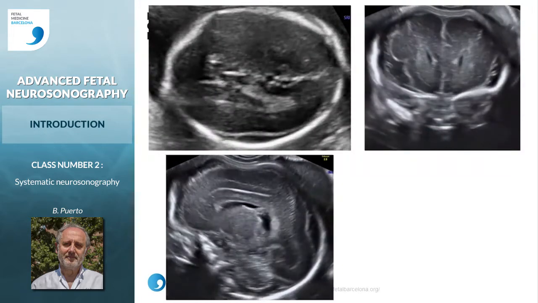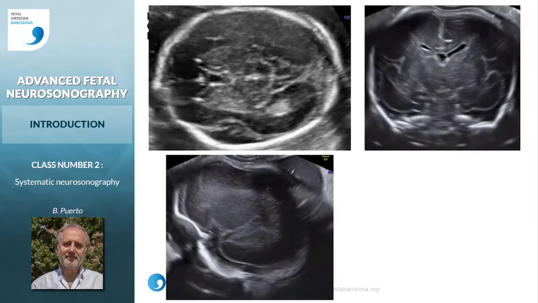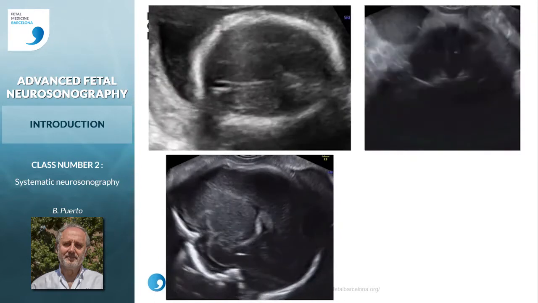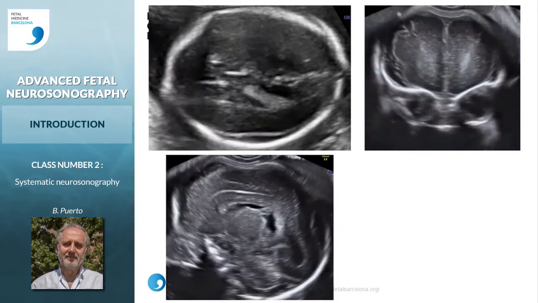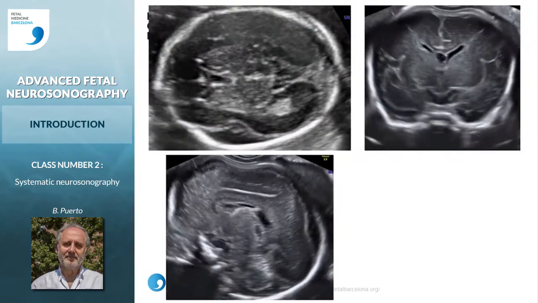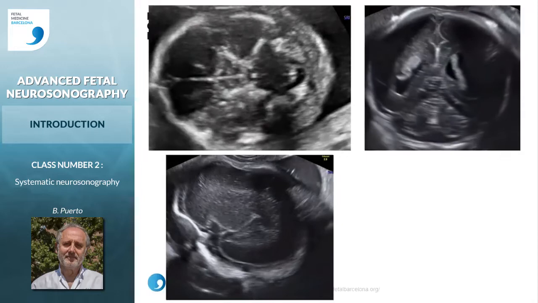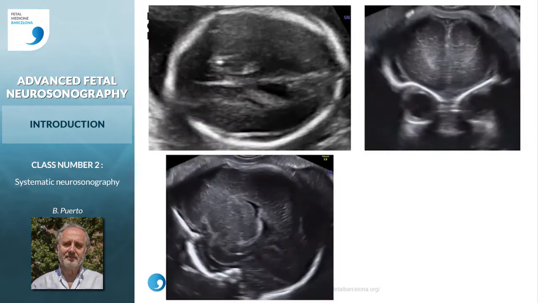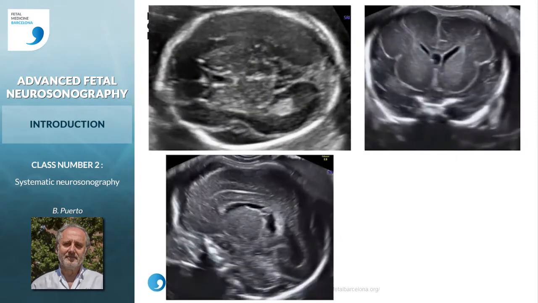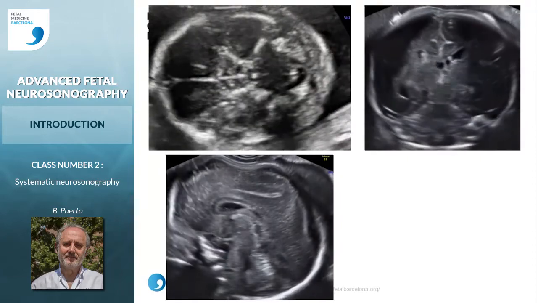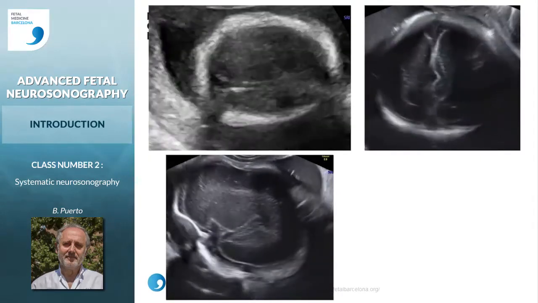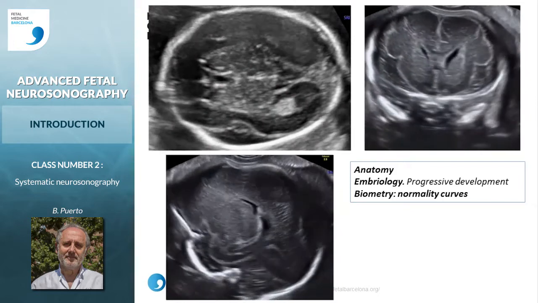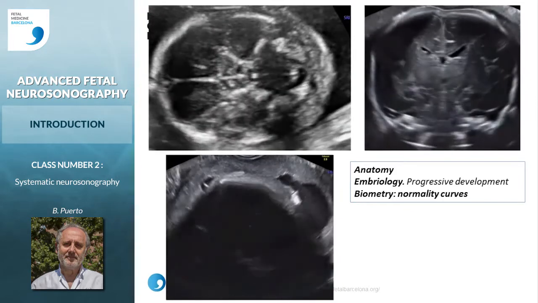The systematic neurosonography is done by performing 3 basic scans in axial, coronal, and sagittal planes, in which the sonographer elaborates a mental 3D image of the different structures. Seeing them in different planes, we avoid the artifacts or images that don't correspond with reality, so we can establish the diagnosis. So the things required to perform a neurosonography are: know the neuroanatomy, know the embryology, and have normality curves of the different measurements.